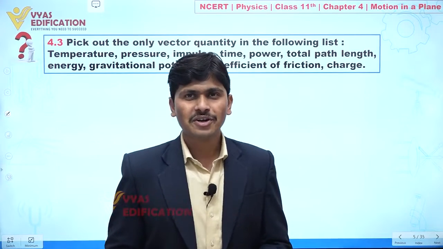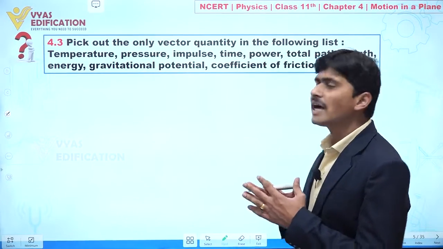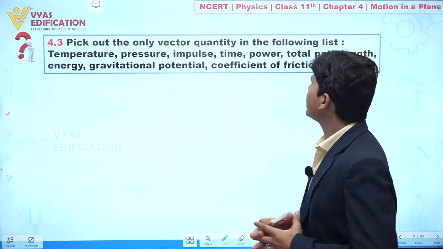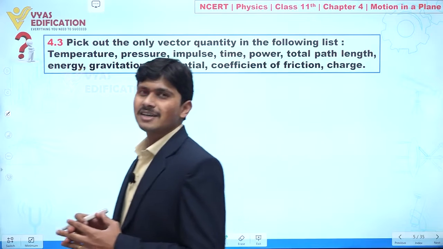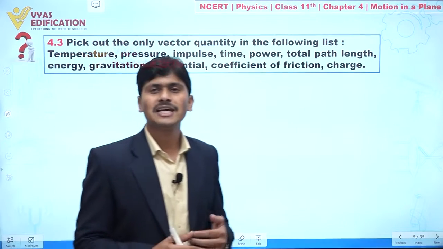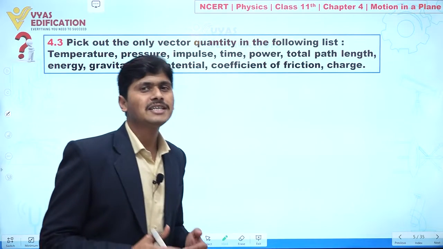Now dear student, we are going to discuss question number 4.3, and in this question we have to pick a vector quantity from the following list. Clear? So now let's choose one by one and try to understand which physical quantity is a vector quantity and which one is scalar.